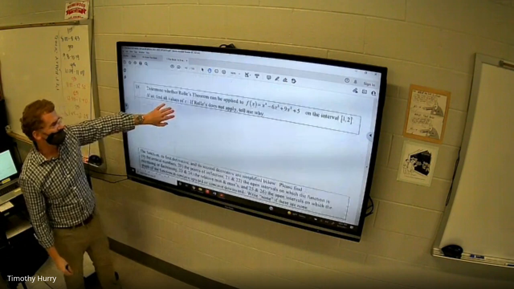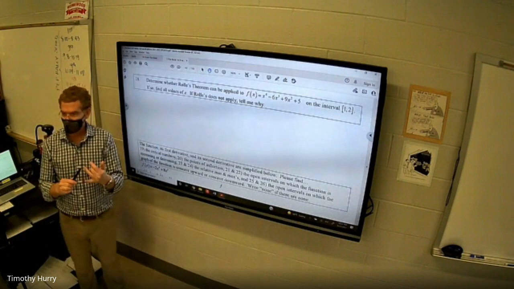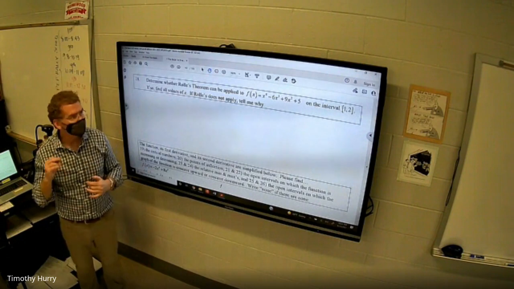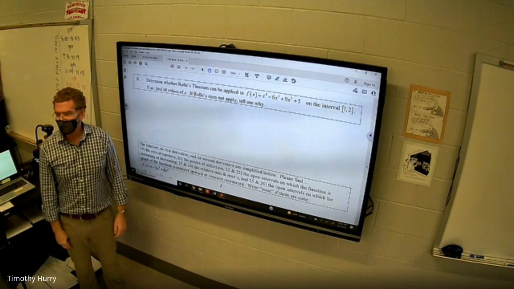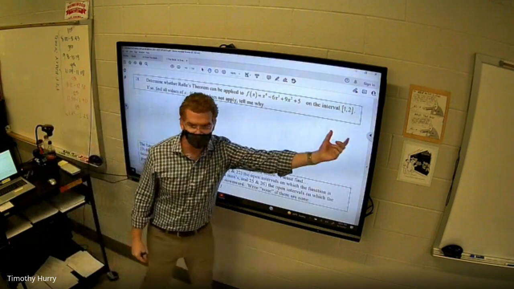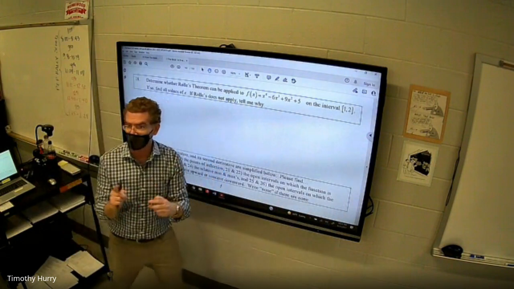Right? And we talked about Rolle's theorem, right? What are the 3 conditions? Continuous on. Don't tell me closed interval when you have an interval right there. It's continuous on bracketed 1 to 2. It's differentiable on parentheses 1 to 2. And what?